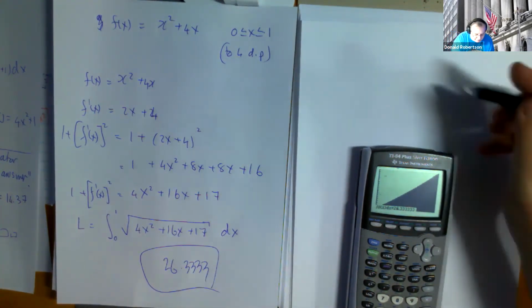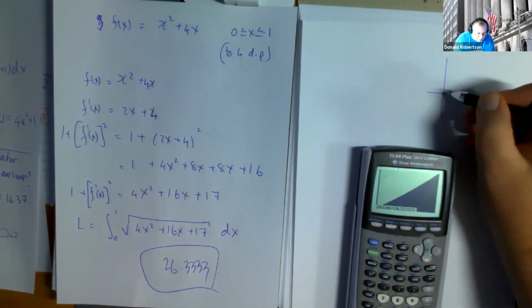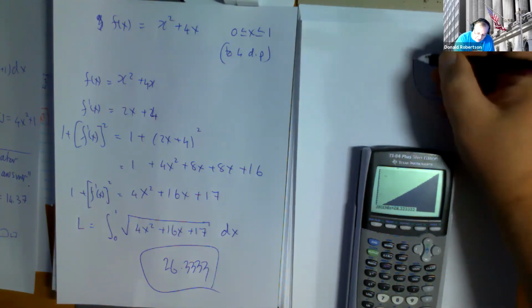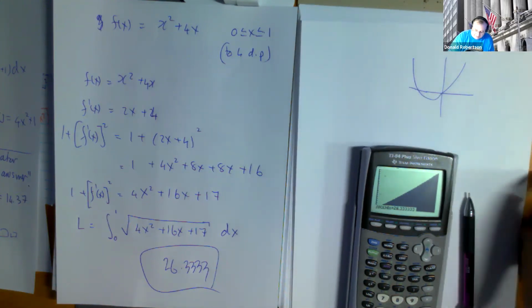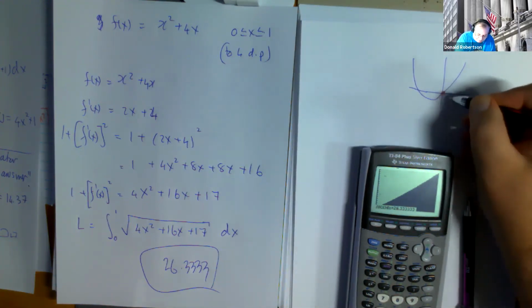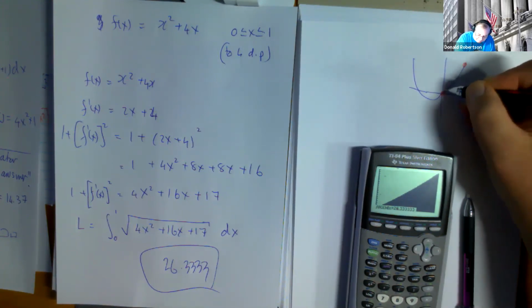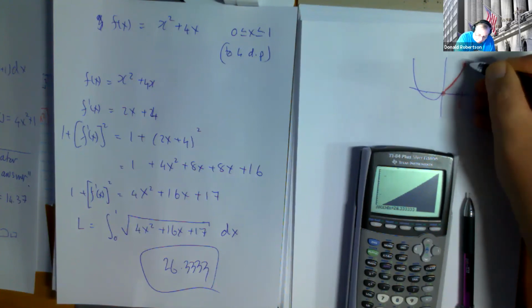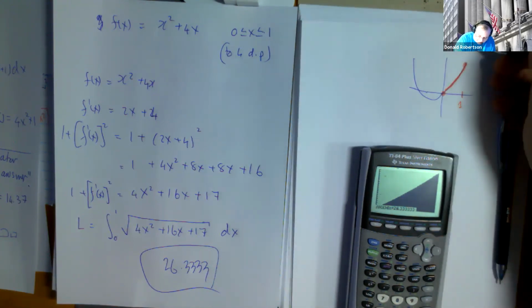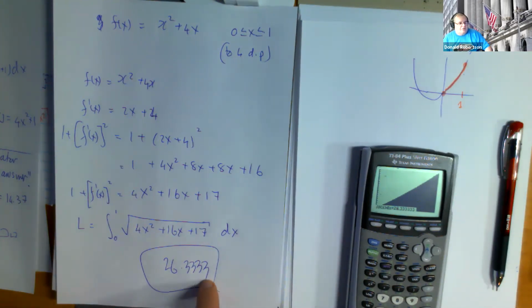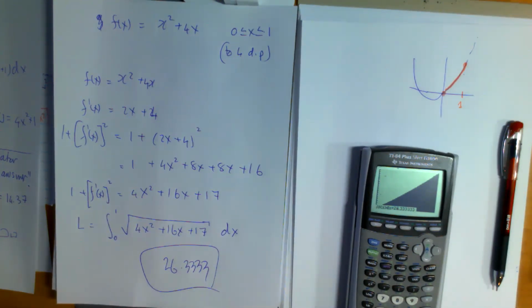So if you can imagine x squared plus 4x, what would that look like? It would look like that. And you did it from x equals 0, which is here, to x equals 1, which would be here. That little curve is 26.3333 units long. I have a question.